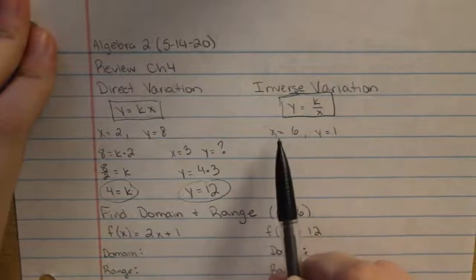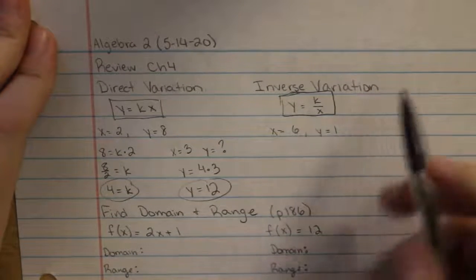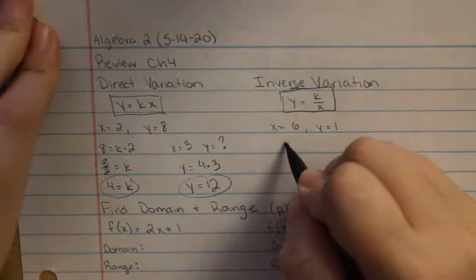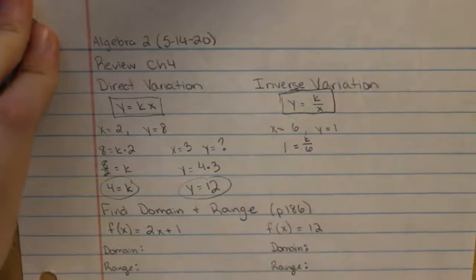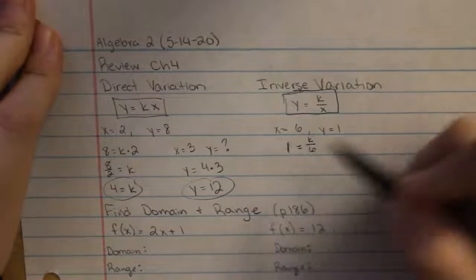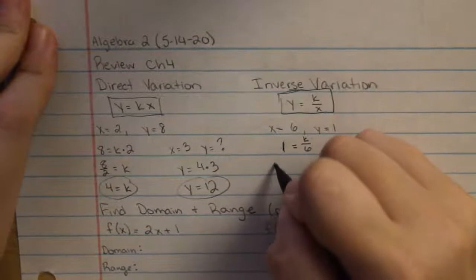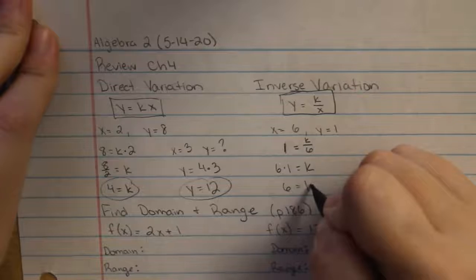Okay, so inverse variation is a little different because it's set up as its inverse, so you've got a division in it. So we'll say y equals 1, we're trying to find k, but we know that x is 6. Well, I know 6 divided by 6 is 1, but I'm going to multiply both sides by 6 so that I can show you that 6 equals k.